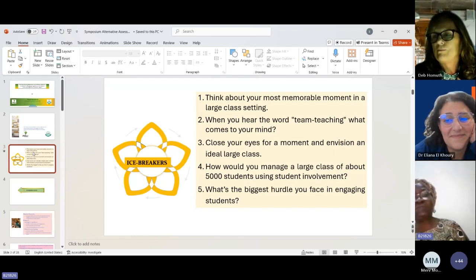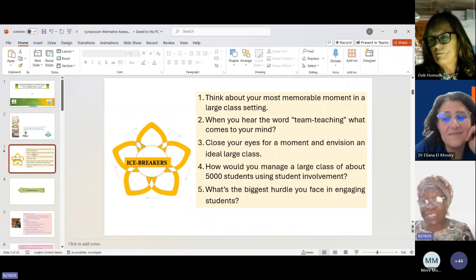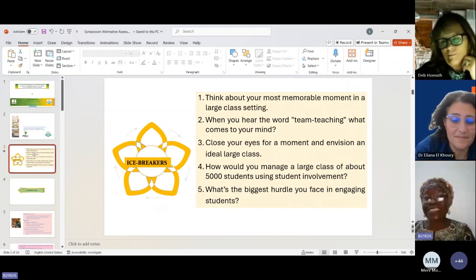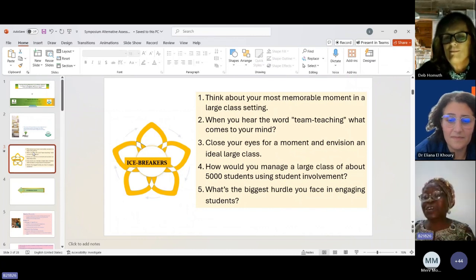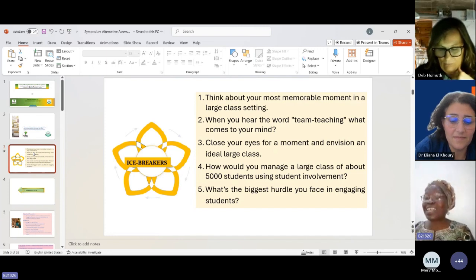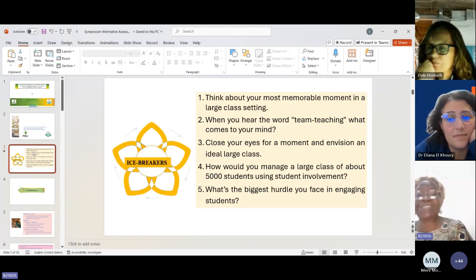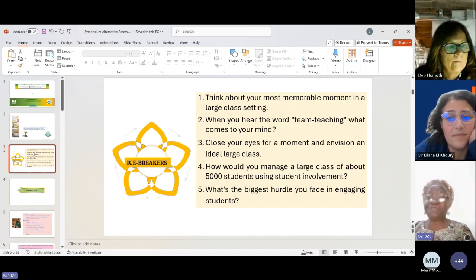When you hear the word team teaching, what comes to your mind? Then I want you to close your eyes for a moment and envision an ideal large class. I would like to have an ideal large class of 50 students, but all my life, in 30 years, I've never had that opportunity of teaching just 50 students. When I started 30 years ago, I started with about 500 students. And by the time I left the University of Agriculture, I was faced with 5,000 students at a go.